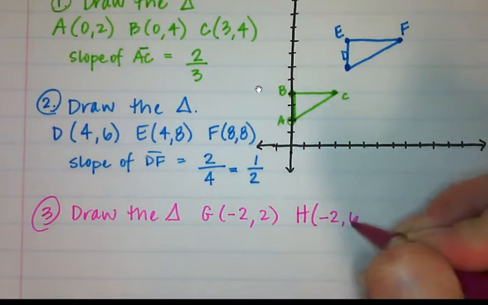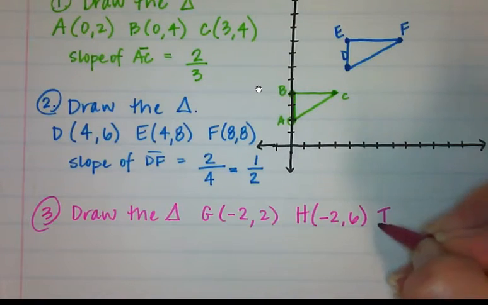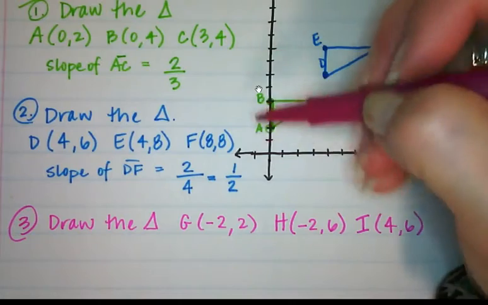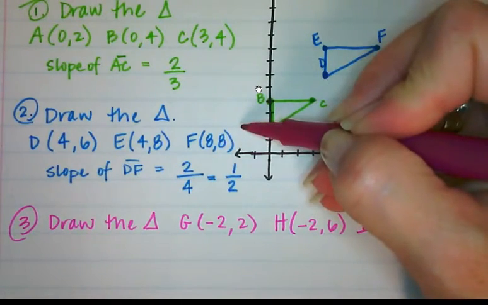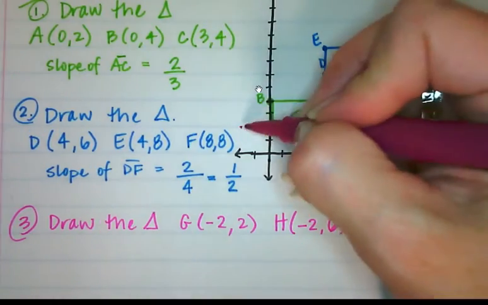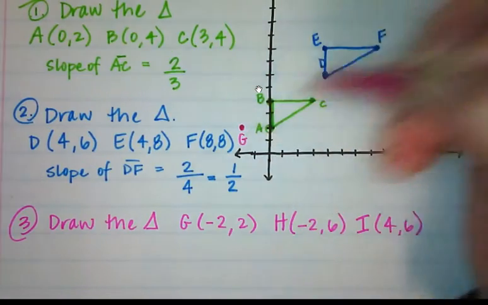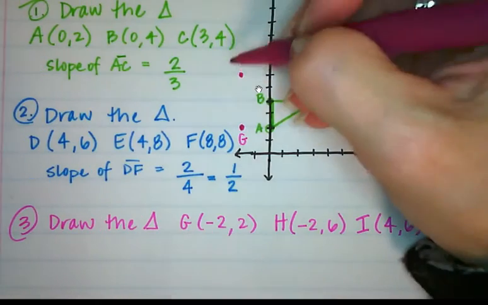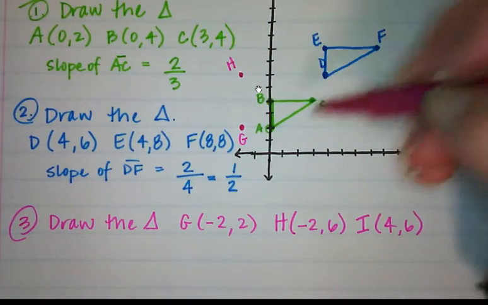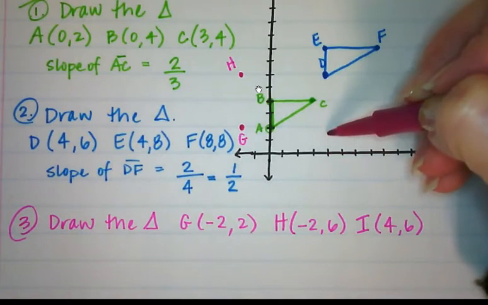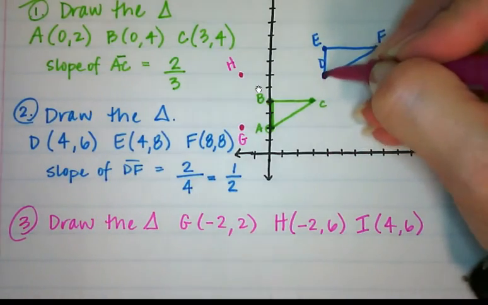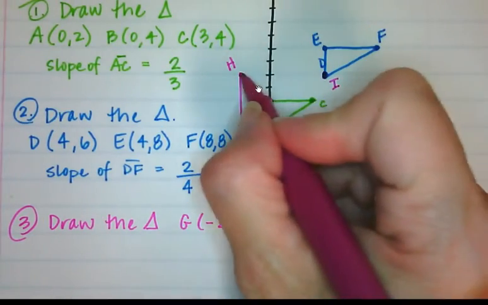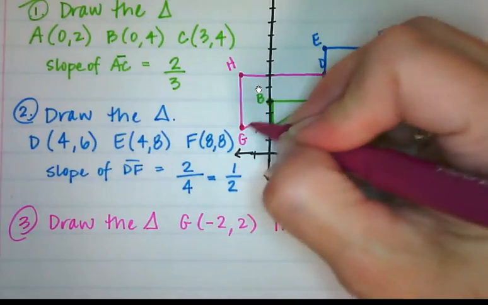H, which is -2, 6. And I, which is at 4, 6. So, let's see, -2, 2 is going to be right out here. So here's our G. And then -2, 6 is our H. And then over 4 and up 6, which lands right here, is going to be our I. So here is our triangle for this.